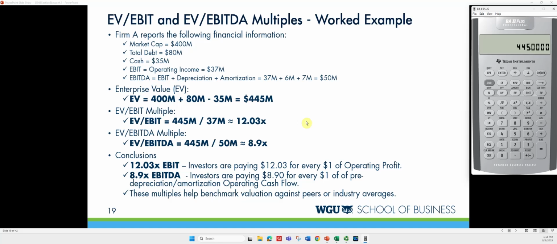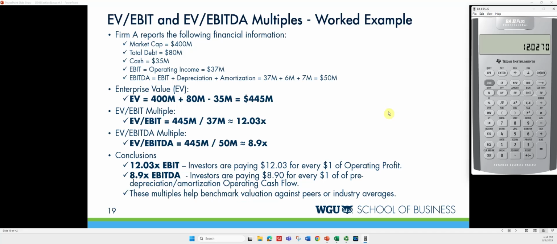So the first thing we'll calculate is the enterprise value to EBIT multiple. So we are given our EBIT value of 37 million. So we're simply going to divide that enterprise value by the 37 million. And we get a multiplier value of 12.03 rounded.